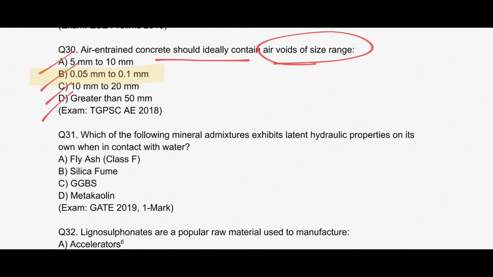31st question. Which of the following mineral admixtures exhibits latent hydraulic properties on its own when in contact with water? Option A, fly ash; option B, silica fume; option C, GGBS; and option D, metakaolin. So the answer is option C, that is GGBS.